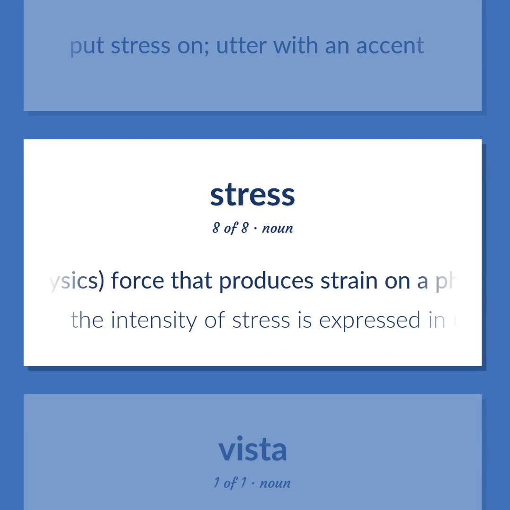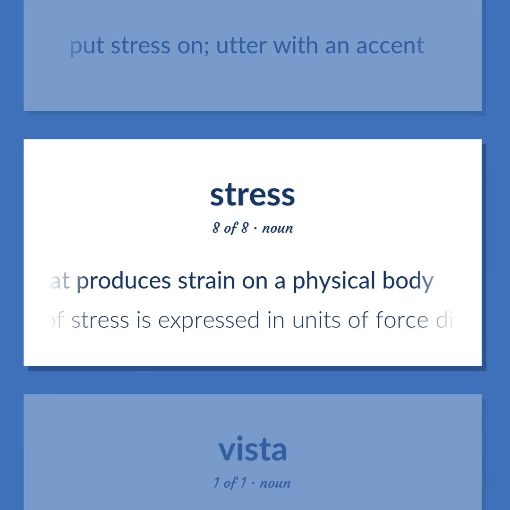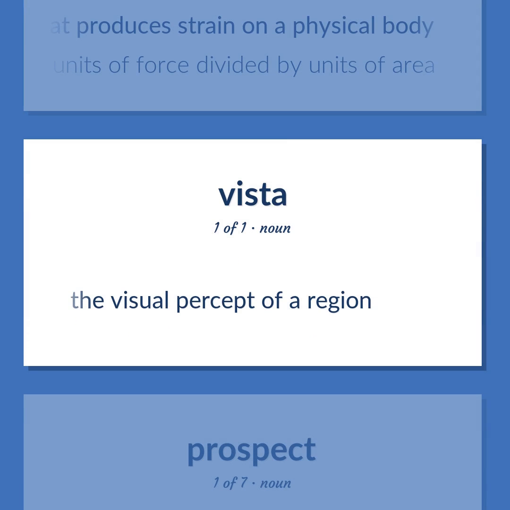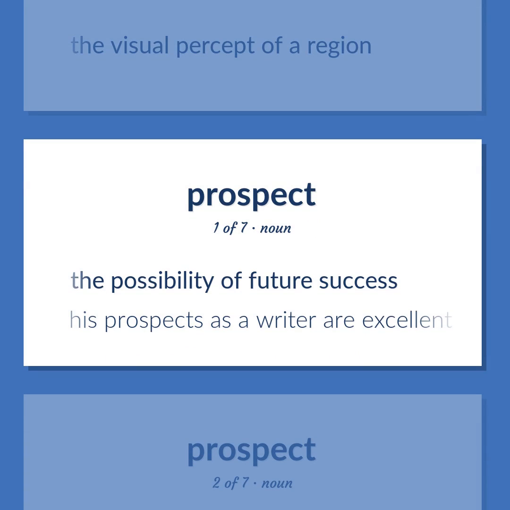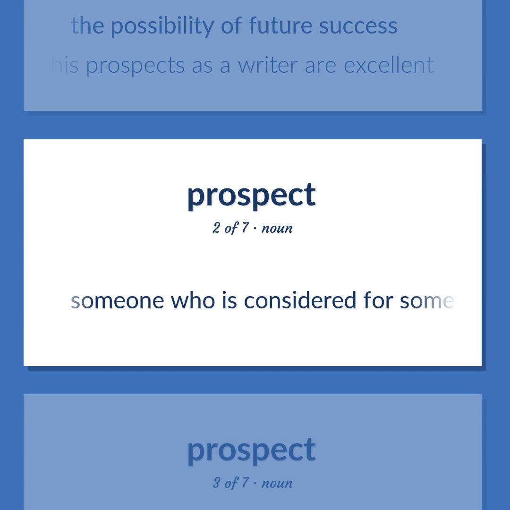Physics. Force that produces strain on a physical body. The intensity of stress is expressed in units of force divided by units of area. The visual percept of a region. The possibility of future success. His prospects as a writer are excellent. Someone who is considered for something, for an office or prize or honor, etc.